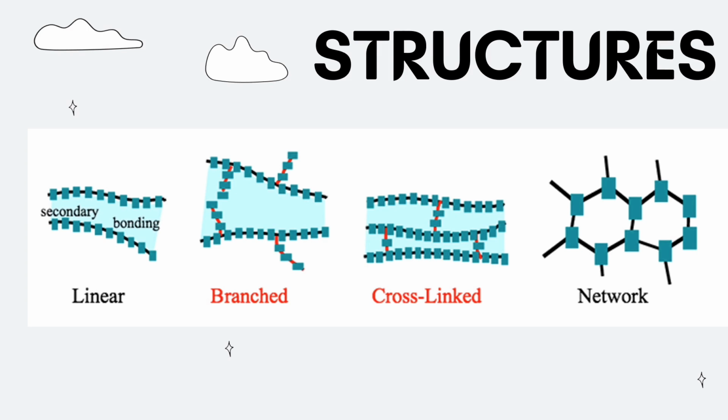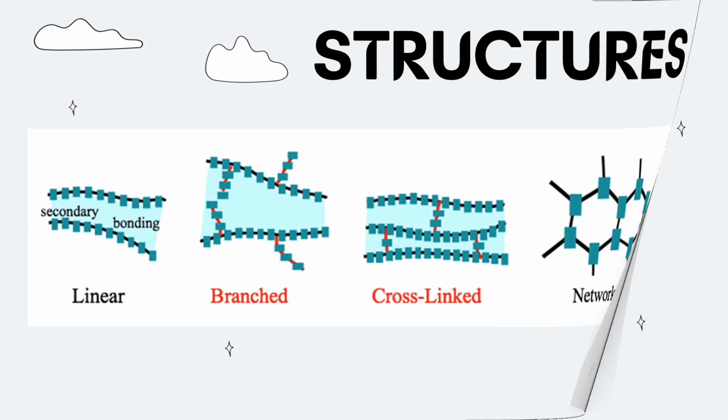Networked polymers, similar to cross-linked polymers, exhibit a highly interconnected structure where polymer chains are linked together through physical entanglements rather than covalent bonds. This entanglement network results in a strong and elastic material.